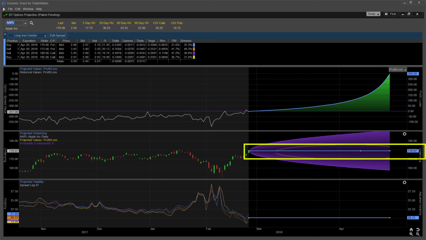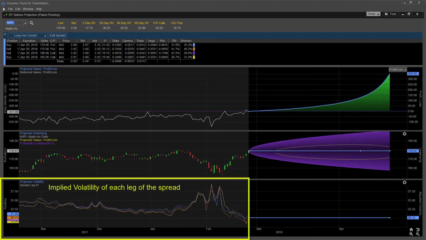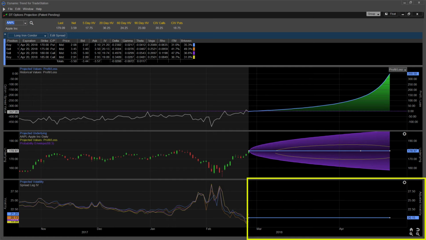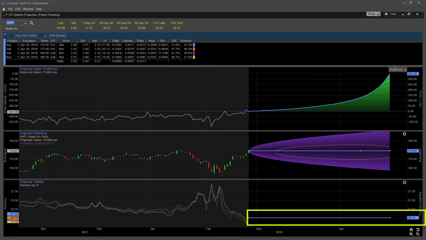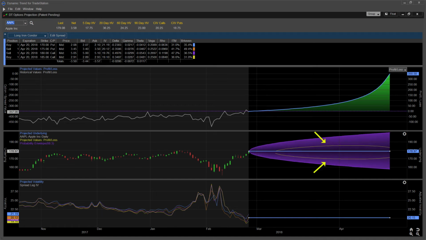Currently, it is set to the same stock price through expiration, represented by the blue line. The last section is the implied volatility of each leg of the spread, with the projected volatility to the right. This is set to current volatility till expiration. The two orange lines represent the upper and lower boundaries where the position remains profitable based on selected volatility.